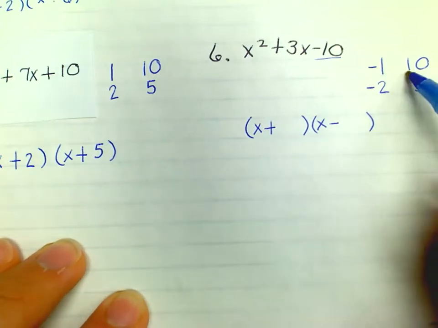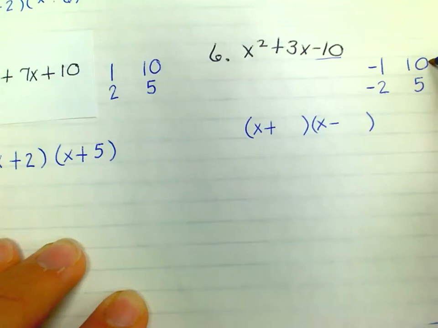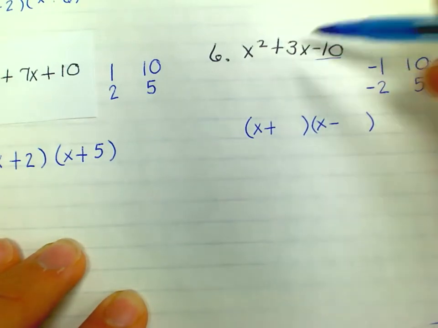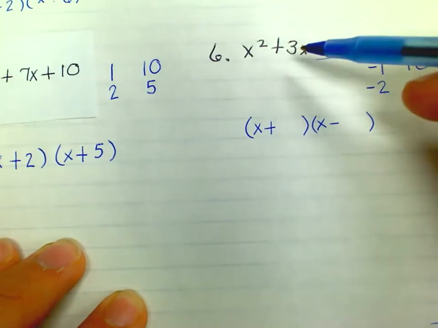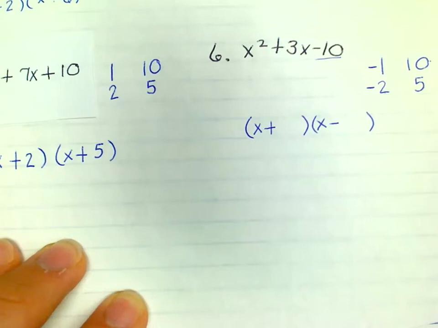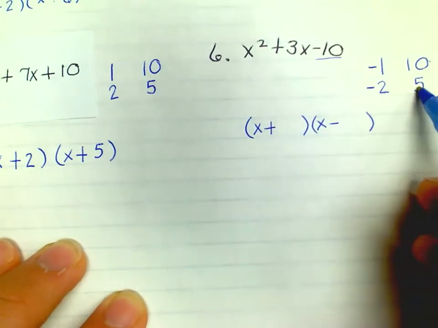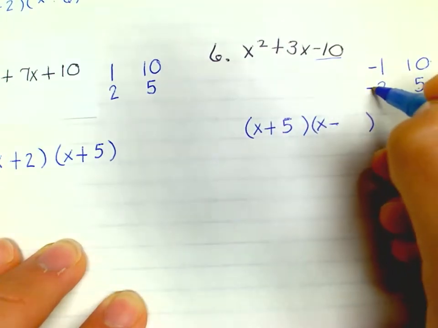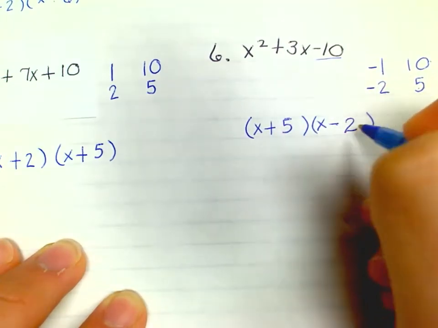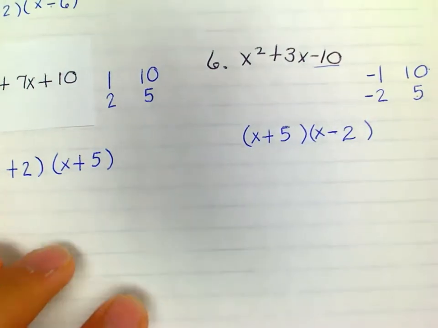Now we have to add these to see which one will give us 3. This will give us 9. We can't use that one. But if we add negative 2 and 5, that will give us a positive 3, because 5 minus 2 gives us 3. So just plug in according to the signs. Where there's a positive, we'll put the positive number, or the 5. And where there is a negative, put the negative value, leaving the negative right there. So that was how you would factor one that looks like that.